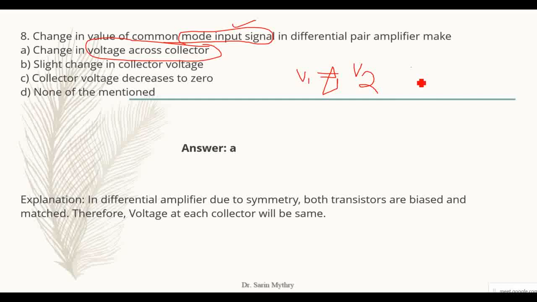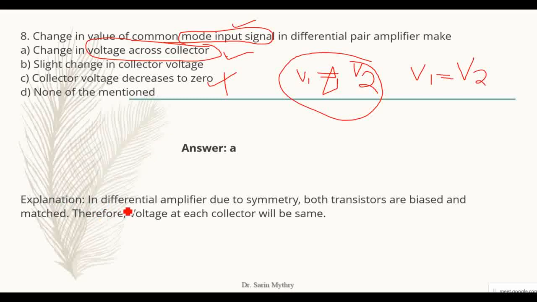Whenever the inputs are the same, whenever V1 is equal to V2, what happens? The output will be 0. Whenever V1 equals V2, output is going to become 0. Collector voltage is going to become 0. But here in my case, what is the case? Your V1 is not equal to V2. So that's why the correct option is A. A is the correct option. There will be a change in the voltage across the collector.